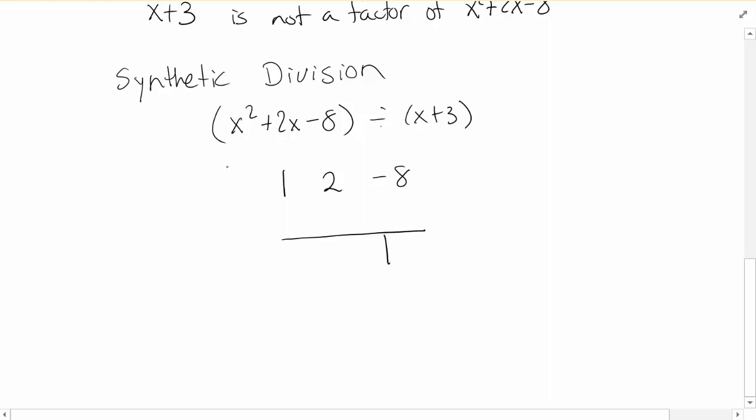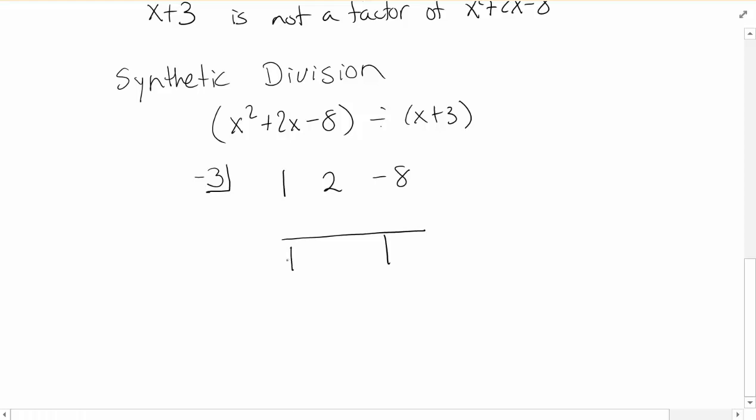And then for my divisor, I'm going to put the thing over here that makes my divisor 0. And x equals negative 3 makes that divisor 0. Or another way to think about it is the opposite sign of what you have in the divisor. I have x plus 3, so I'm going to have x minus 3. This form of synthetic division only works on divisors that look like x plus or minus some number.